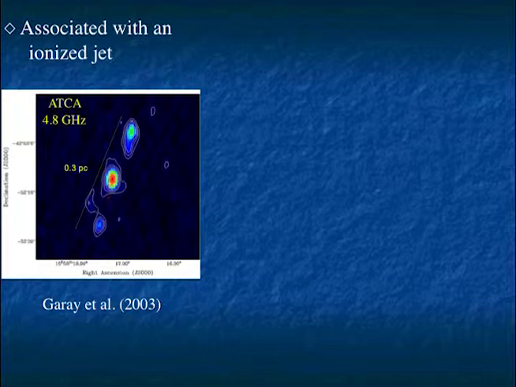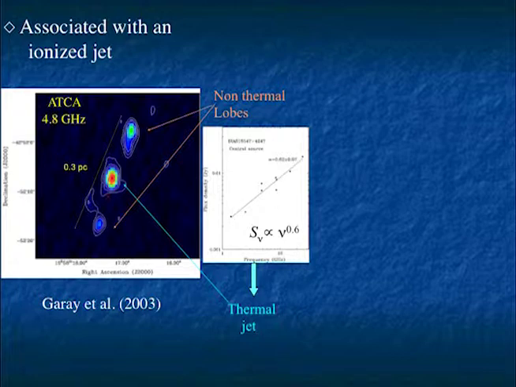It's associated with a jet. This is shown here. We have a map at 4.8 gigahertz with ATCA on the same region. And you have a central source and two aligned sources or lobes. Okay, and the central source, in fact, has a spectrum. The spectral index, flux density versus frequency, increases with frequency as a power of 0.6. This is a typical example, no, for a thermal jet, almost a textbook jet. So this is a thermal jet.